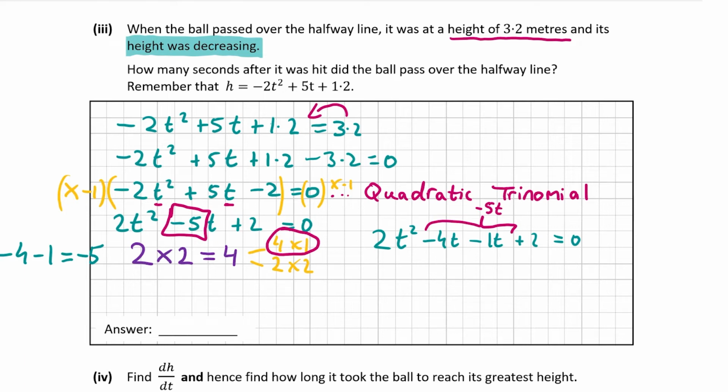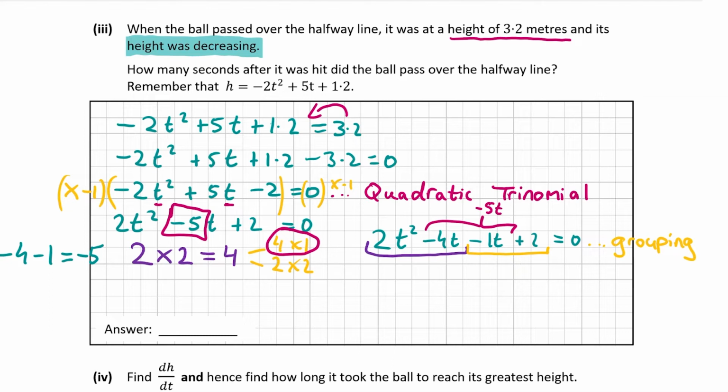However, now I can do grouping, as we have 4 terms. And there are 4 terms that you'll be able to factorize the first group and the second group, and then you'll get your answer at the end. So factorizing by grouping, you split up the 4 terms into 2 separate groups of 2 terms. So my first group is going to be the 2t squared minus 4t, and my second group will be the minus 1t plus 2. I'm going to factorize both of those, which is the highest common factor method.